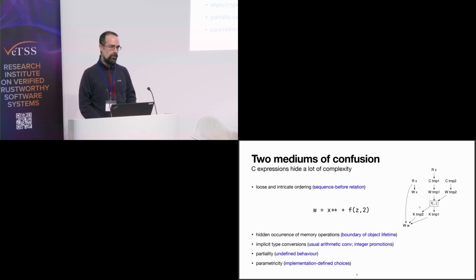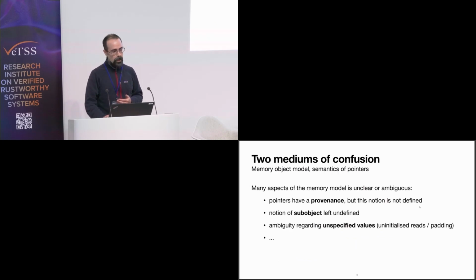You have partiality because of undefined behavior for many operations, and you have parametricity because many aspects of the semantics are implementation defined. All of these aspects interact with one another in pretty nasty ways. But for most of this, the ISO standard is pretty clear. If you can manage to read the prose, it is describing what the dynamics of expressions is supposed to be. On the other hand, there are aspects of the language which are not actually defined by the standard, either by omission or because it's defining something which doesn't actually make sense.